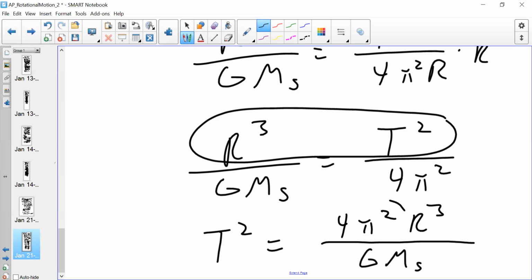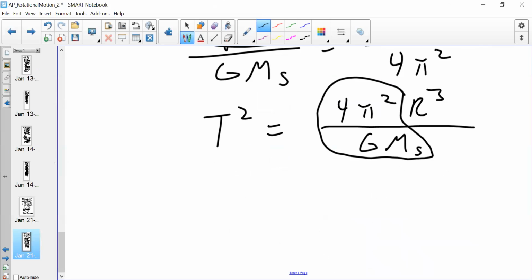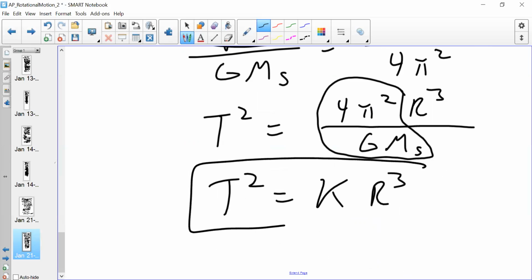So this number here is a constant because we know the mass of sun is always going to be the sun, and G is a constant, and so is pi. So this is known as the Kepler constant, Kepler number. So we have T squared equals k r cubed, if you will. So again, we have the proportionality between T squared and r cubed there for the third law.